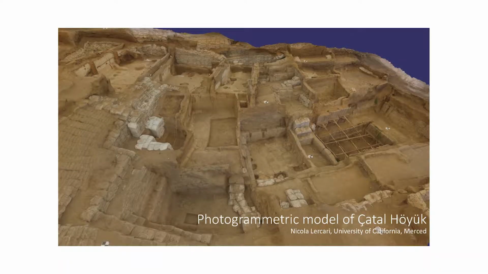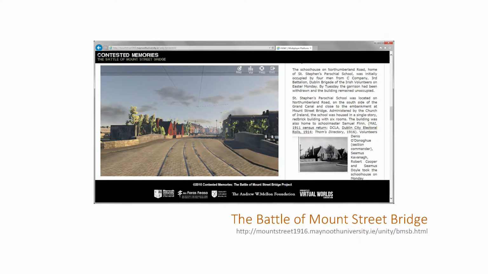So we have archaeologists and classicists who may embrace photogrammetry to document their current excavations. And here's an example. It's Nicolas Le Carré's photogrammetric model of Catel Hayuk, which was generated by drones capturing imagery and high-performance computing clusters meshing the images together to create 3D geometry. Historians may want to use an online virtual world to recreate a significant event. And here we see the Battle of Mount Street Bridge.